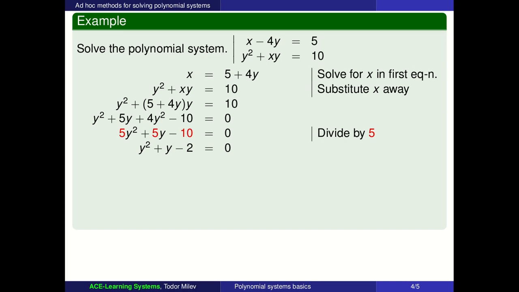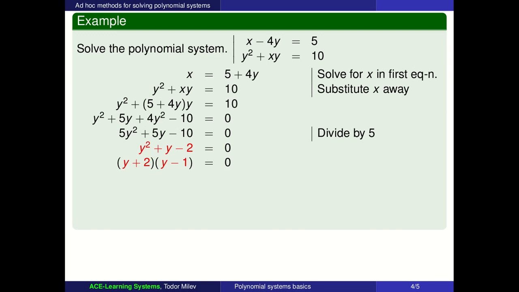However, this quadratic equation has an easy factorization, and you can guess that easy factorization with greater ease than using the quadratic formula. So, can you guess a factorization of y squared plus y minus 2 for me? I'm sure you guessed it correct. You get y minus 1 times y plus 2.